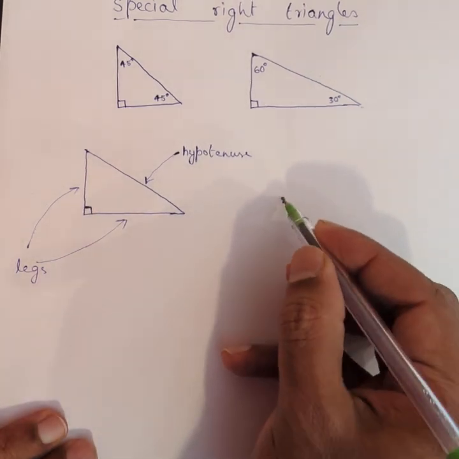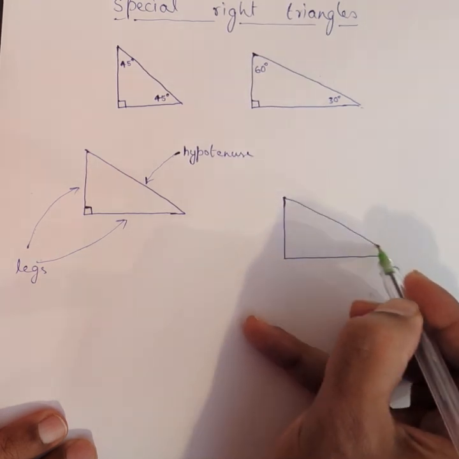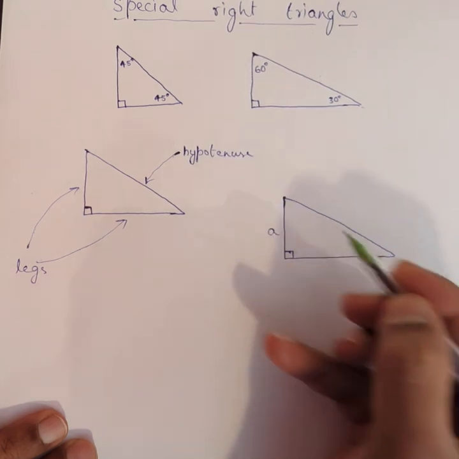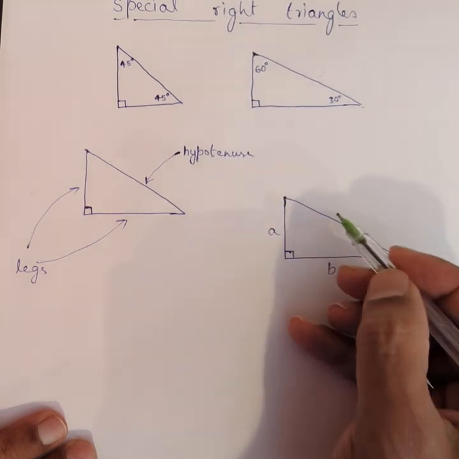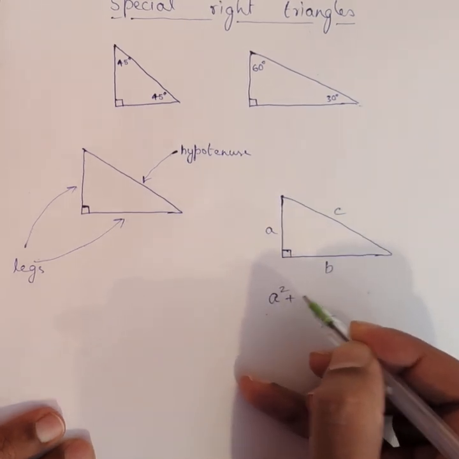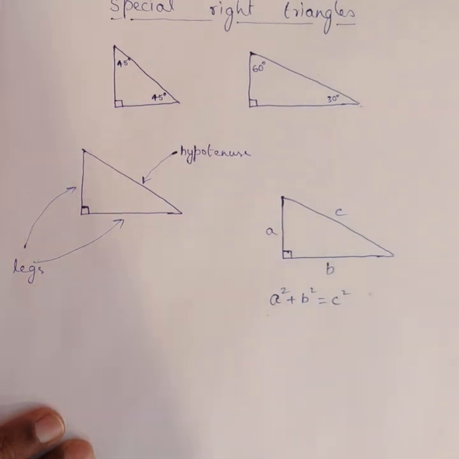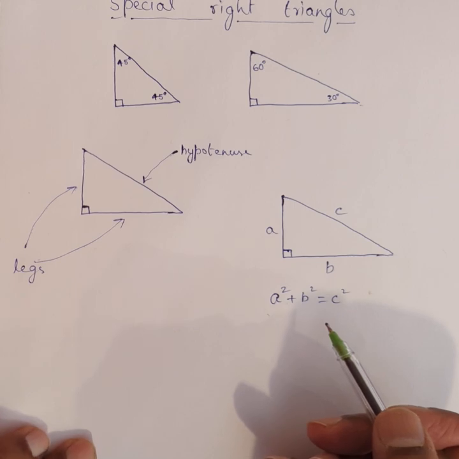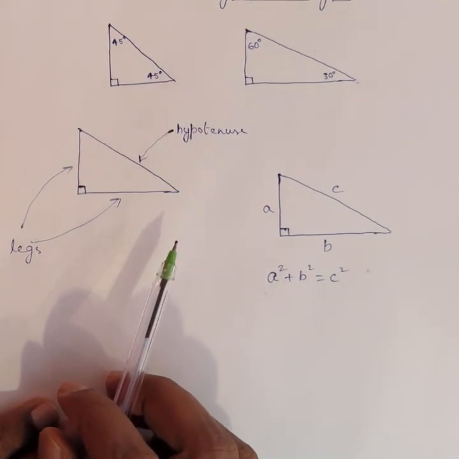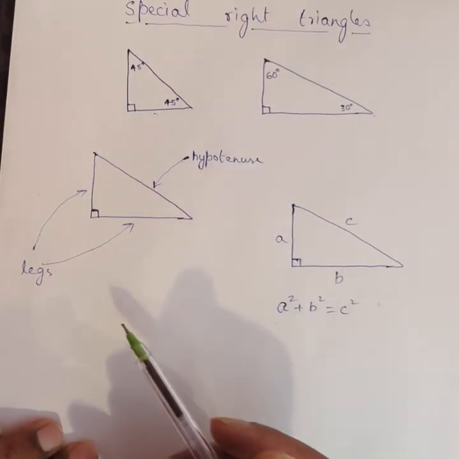Now, if the legs are denoted by a and b and the hypotenuse by c, then we have the Pythagorean theorem: a squared plus b squared equals c squared. It's called the Pythagorean theorem. Now, for these two special right triangles, we can label the side lengths as well.